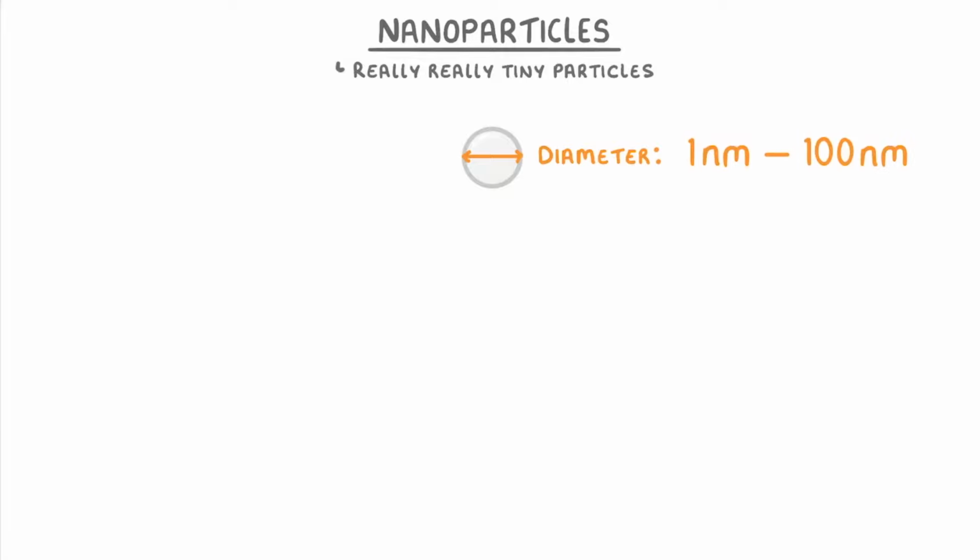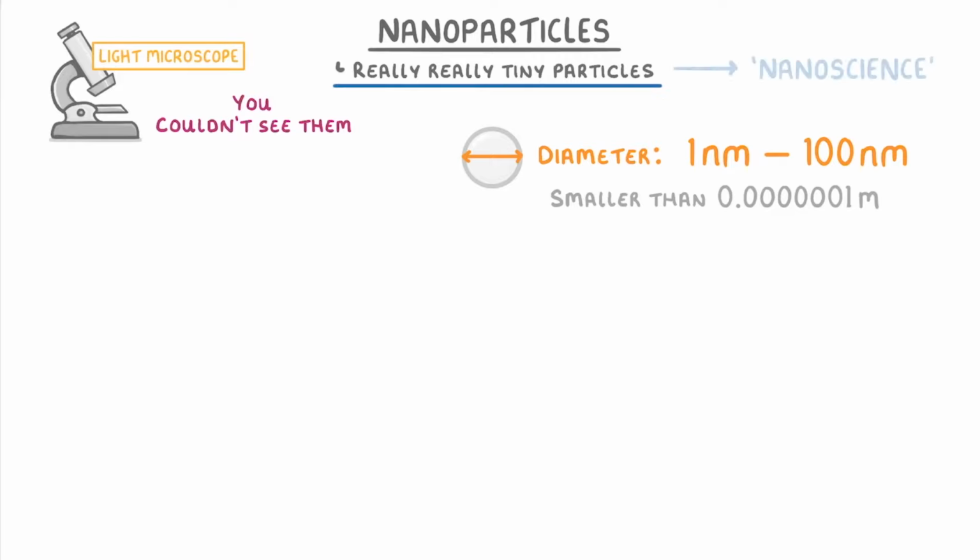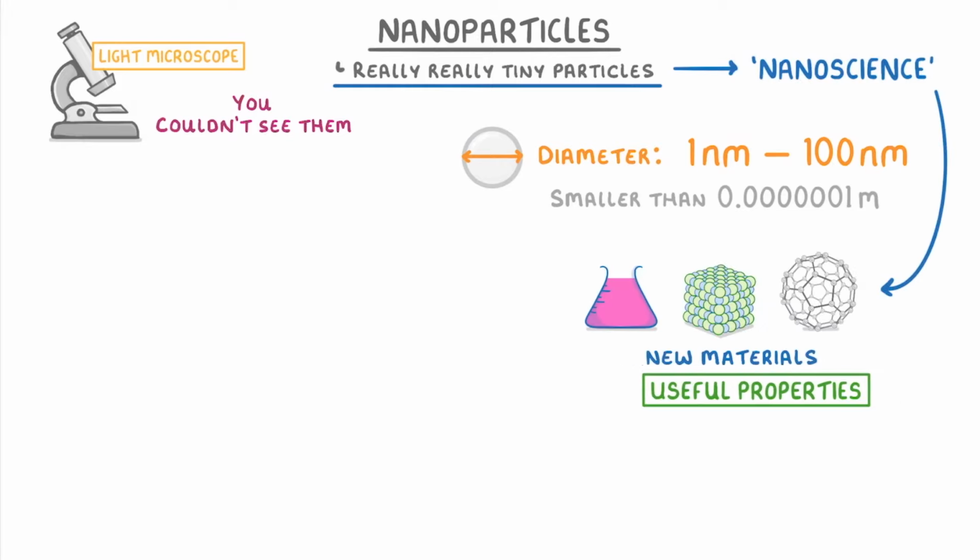When we talk about nanoparticles, we're talking about really, really tiny particles that have a diameter of between 1 nanometer and 100 nanometers. So smaller than 0.0000001 meters across. Which means that even if you had a light microscope, you still couldn't see them. The field of science that researches this stuff is called nanoscience, and it's produced loads of new materials that have useful properties.